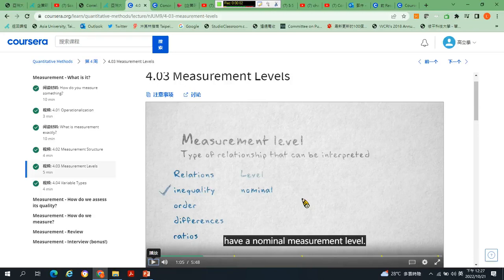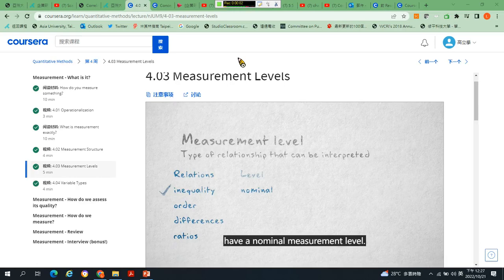Okay, now let's talk about the measurement levels. Usually there are four types of levels. After we operationalize a variable and we know how to measure a variable, when we see the measurement, we need to pay attention to their levels because this will influence what kind of statistics we can use to do the analysis.